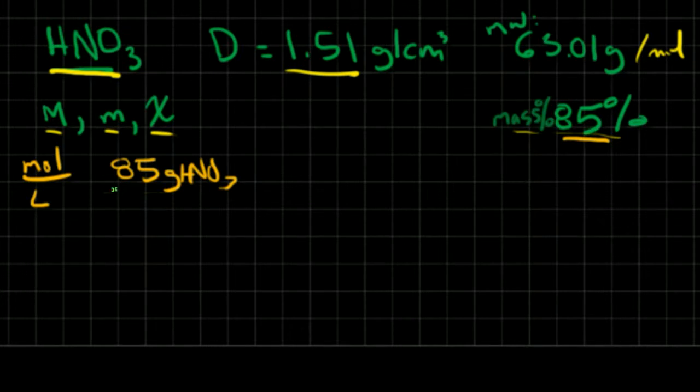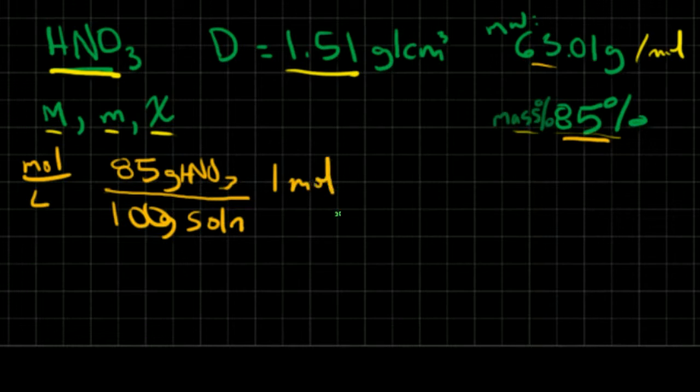So if it's the mass percent, I know that out of every 85 grams, I'm going to say 100 grams of that is solution. Okay, out of every 85 grams in 100 grams of solution, that's what the mass percent means. All right, now with grams on top and grams on the bottom, really I want to say how many moles per liter. Well, first of all, I need to know the molecular mass of nitric acid, which conveniently I have here. So I'm going to say 1 mole.